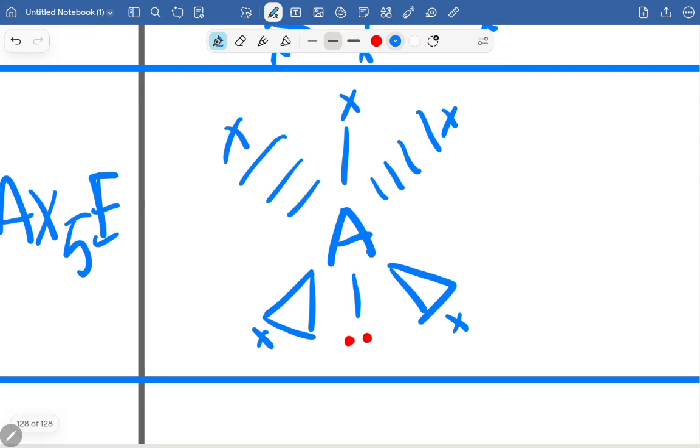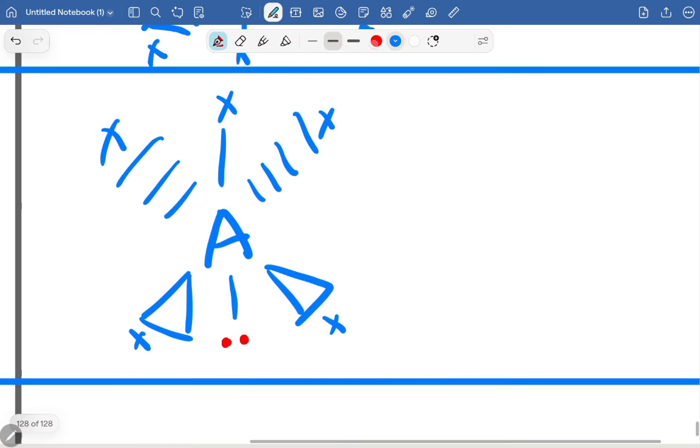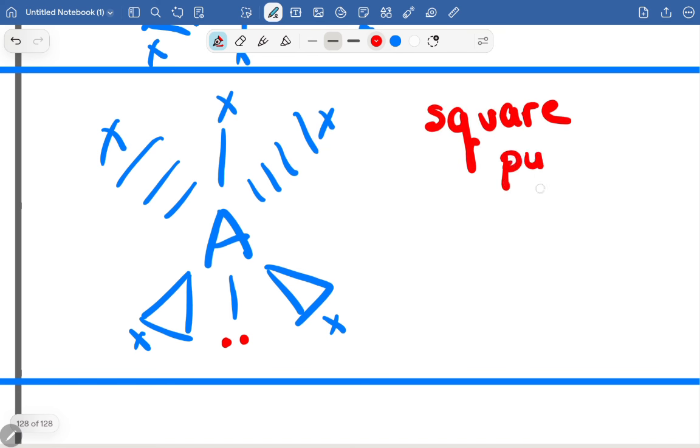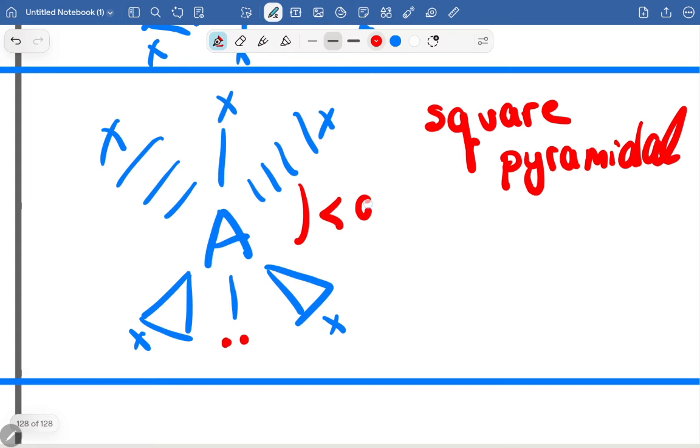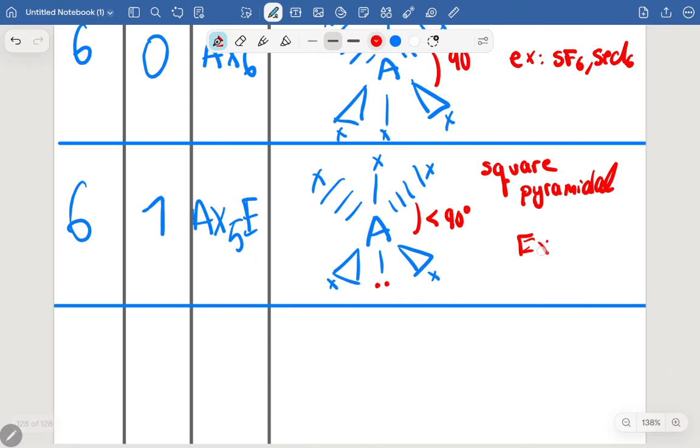Now, what do we call the structure? This structure is a square pyramidal, and the angle in between 2 adjacent is going to be less than 90 degrees. Some examples of a square pyramidal are IF5.